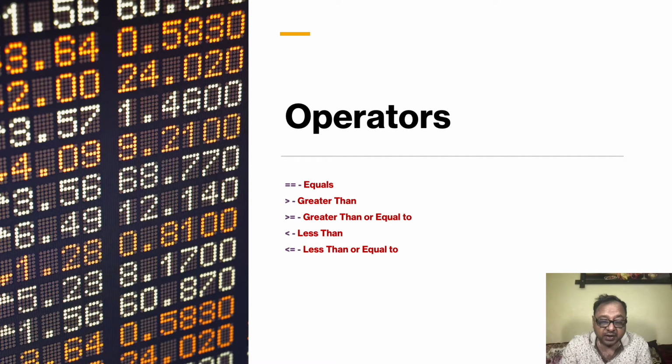Apart from these operators, we also have logical operators. The logical operators are ampersand, which stands for element-wise AND. It must be noted that there is also an operator which is double ampersand. This is different from using a single ampersand. Then we have the pipe character, which is used for element-wise OR. And lastly, we also have a NOT operator, which is the exclamation sign.